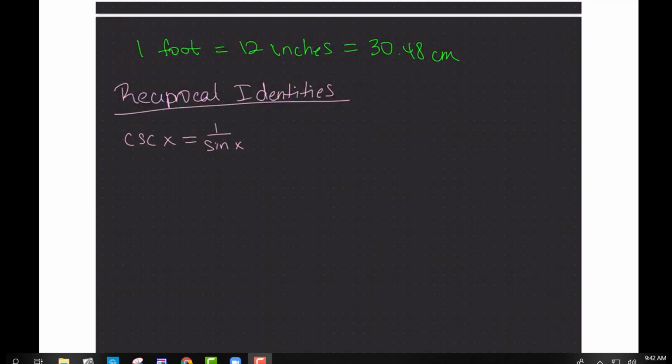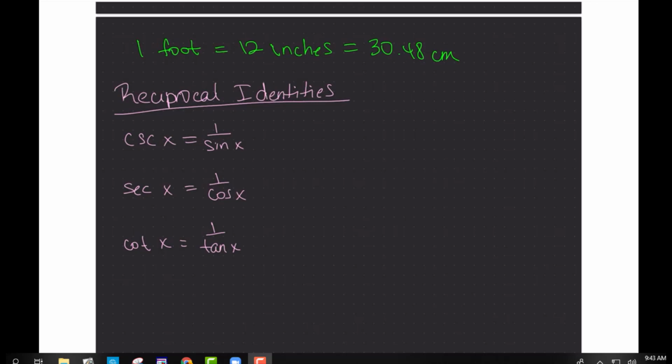And if I had secant of x, the reciprocal of secant of x was 1 over cosine. Yep, good job. Anybody remember cotangent? 1 over tangent. Yep, good job. 1 over tangent of x, right?